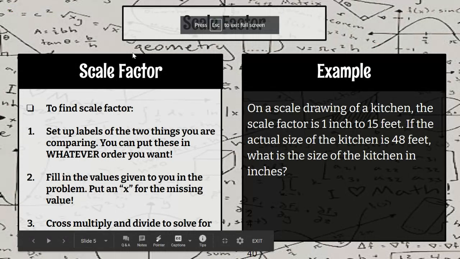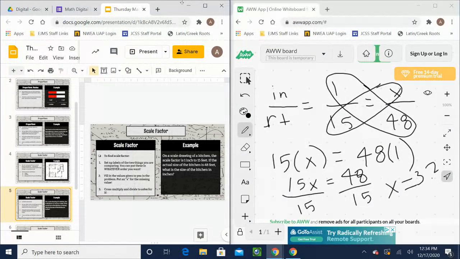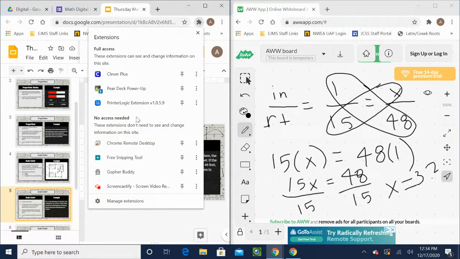There we go. Now, what you're going to be asked to do is do a practice problem on your own. Okay, so same thing, set up your proportions, solve, and if you need help, go back and rewatch the video.